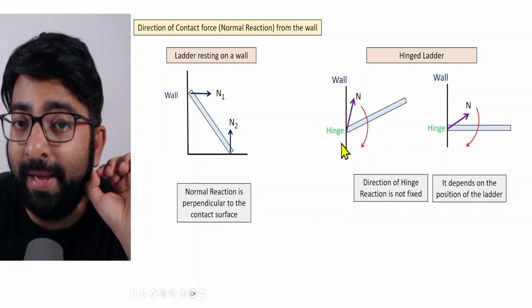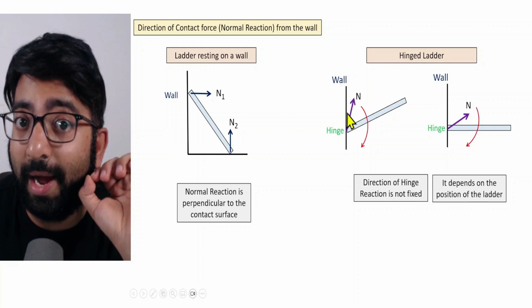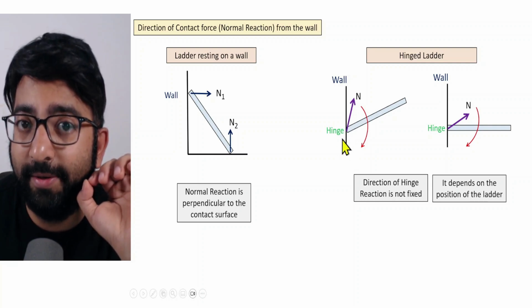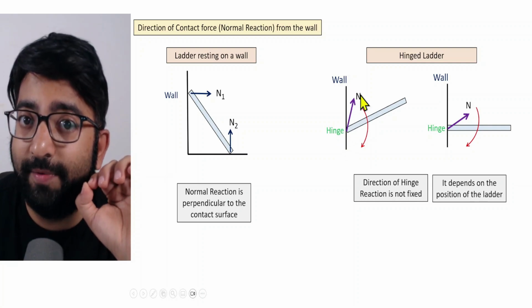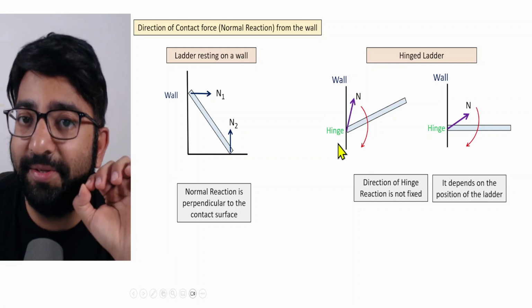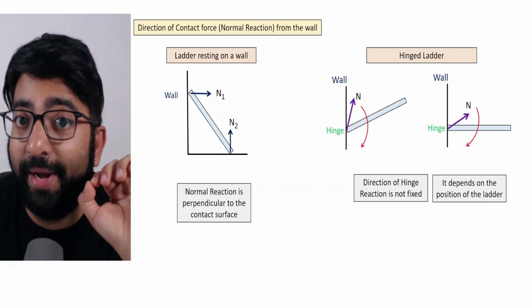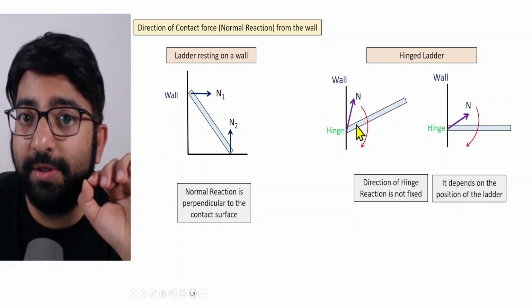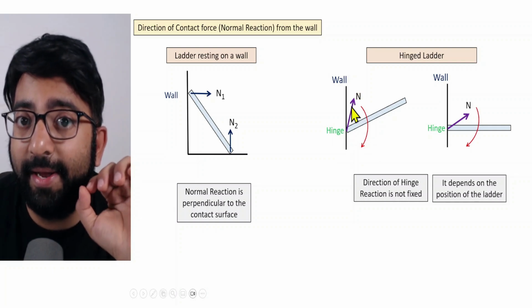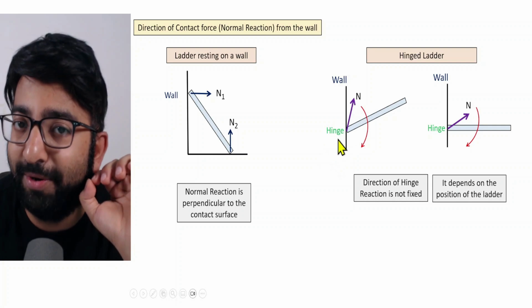Because remember the principle, if the force passes through that point about which we are finding the torques, then the torque of that force about the point is considered as zero. And that is why I said to eliminate the effect of hinge forces or hinge reaction, we generally take the torques about the hinge point only.